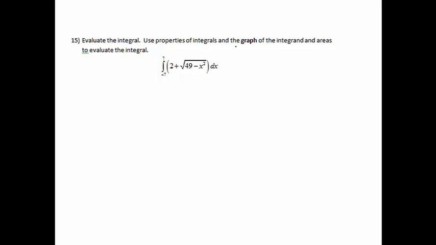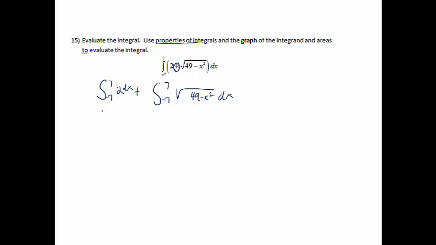Okay, number 15, evaluate the integral. Use properties of integrals and the graph of the integrand in areas to evaluate the integral. Okay, using properties of integrals, there is a plus sign here. So I'm going to separate this into 2 separate problems.